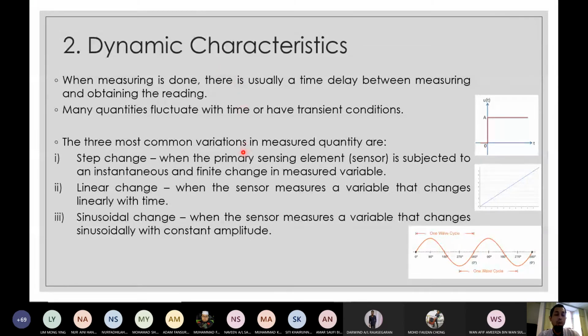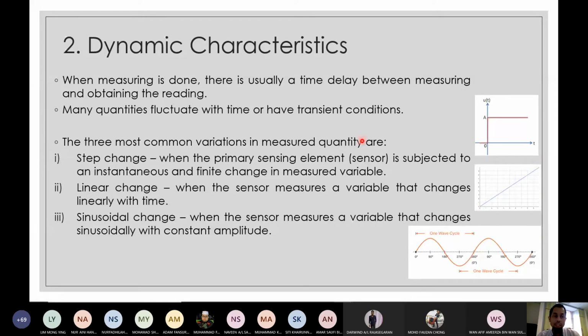Okay, so there are three common variations in measured quantity. Number one is step change. For step change, you refer to the top figure here. Maybe you start at 0, but suddenly after a certain point in time, it rises to A. So there is a sudden change from 0 to A at this point here. This change is called a step change.